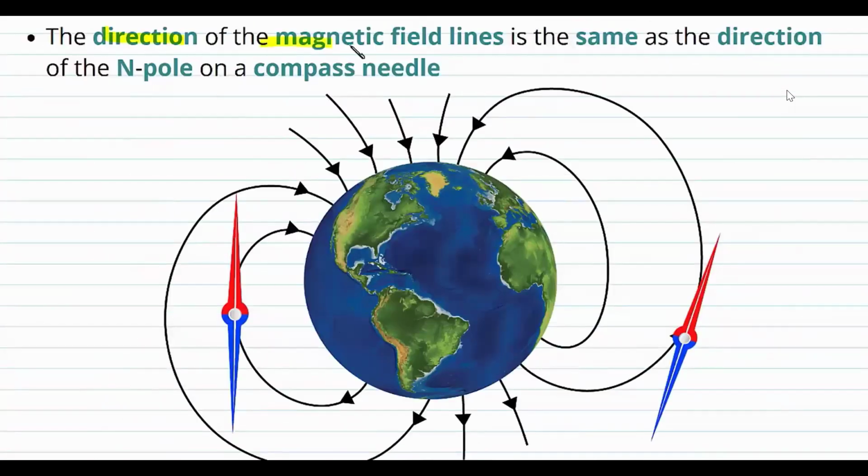The direction of the magnetic field lines is the same as the direction of the North Pole on a compass needle. So inside the Earth we have this giant bar magnet with south here and north there, and the direction of the magnetic field lines is the same as the direction of the North Pole on a compass needle. So it's pointing this way, and the magnetic field lines are pointing that way, and here the North Pole would point this way.